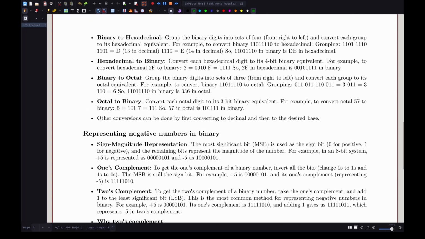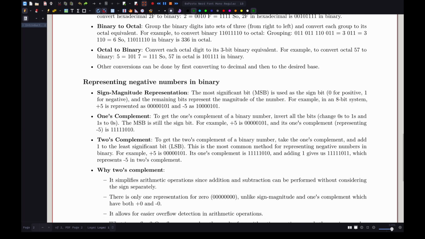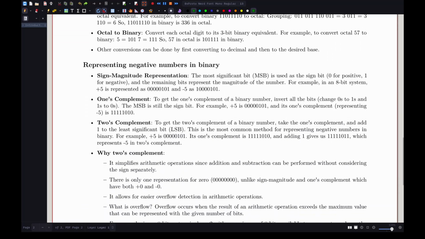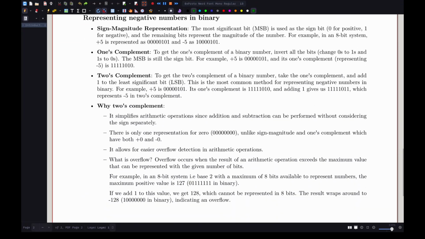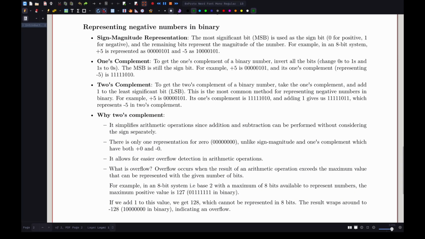Binary to octal, same concept as hexadecimal, except 8 is 2 power 3 instead of 2 power 4. You make groups of 3 and split into groups of 3. And the other conversions, you can just convert to decimal and then go to the desired base. Though I think I've covered everything actually.